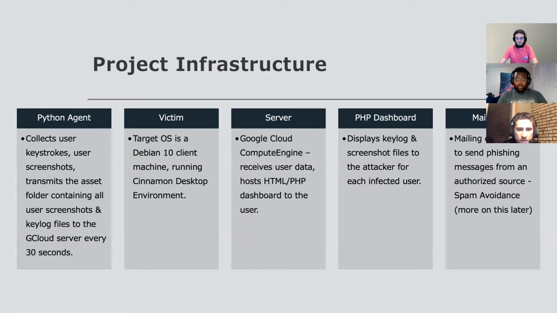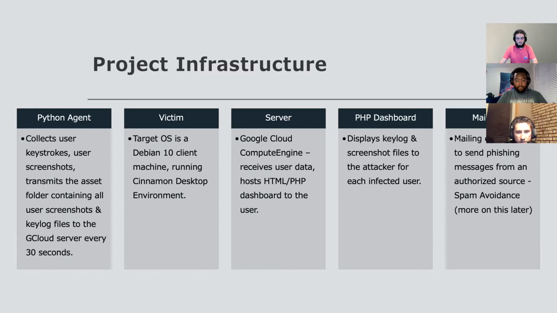And then we got the project infrastructure. We have the Python agent. The Python agent collects user keystrokes and user screenshots, and transmits the asset folder containing all user screenshots and keylog files to the Google Cloud server every 30 seconds. And then we got the victim. The target OS is a Debian 10 client machine running the Cinnamon desktop environment.